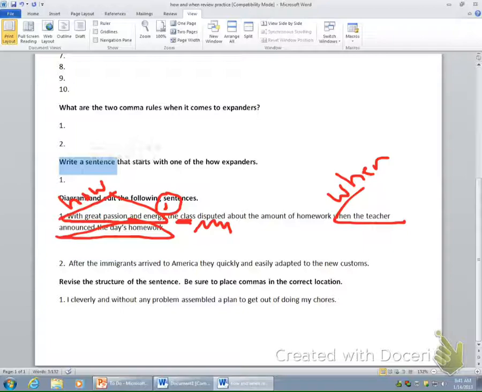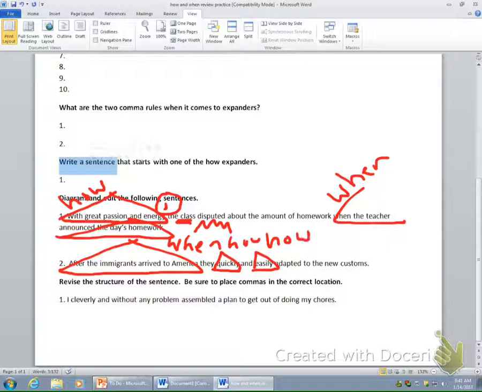So one expander I noticed right away is after the immigrants arrived to America. Right there. And that's telling me when. Make sure you write the when. Quickly is telling me how. Easily is telling me how. All right, so what did they do quickly? What did they do easily? And, when they arrived to America.